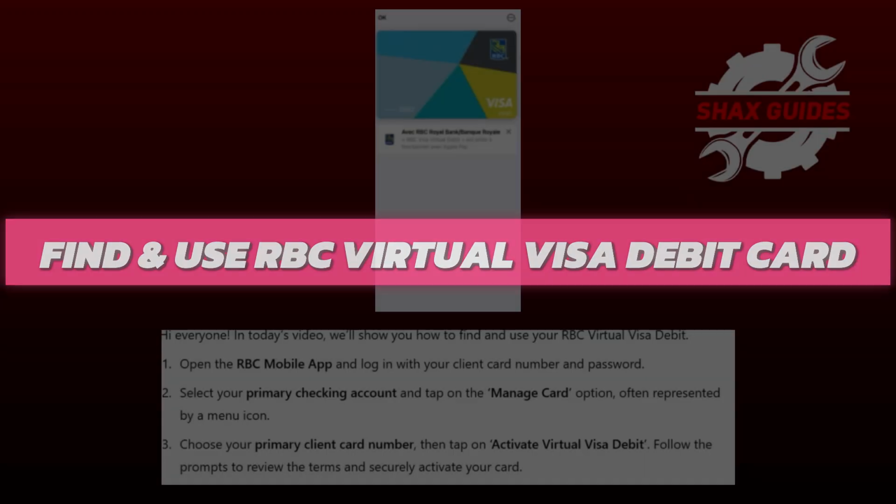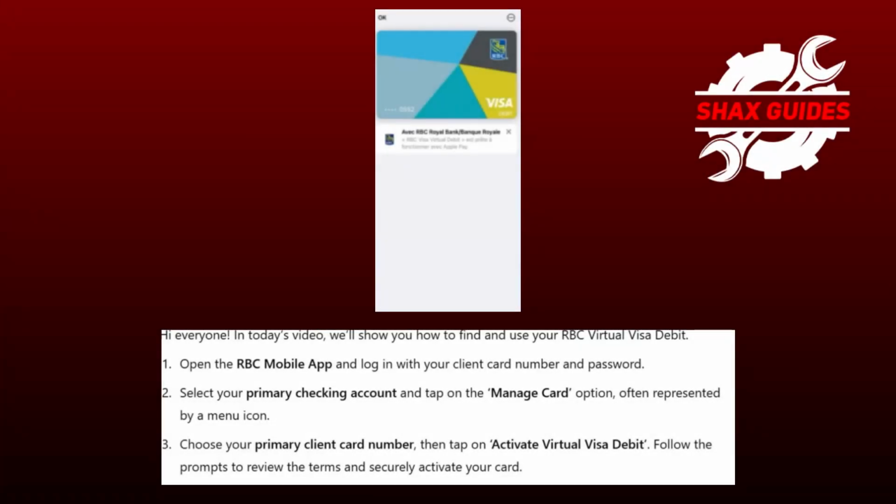All right, let's begin. First, open the RBC mobile app and log in using your client card number and password. Select your primary checking account, then tap Manage Card, usually found in the menu. Choose your primary client card number and tap Activate Virtual Visa Debit. Follow the prompts to review the terms and securely activate your card.